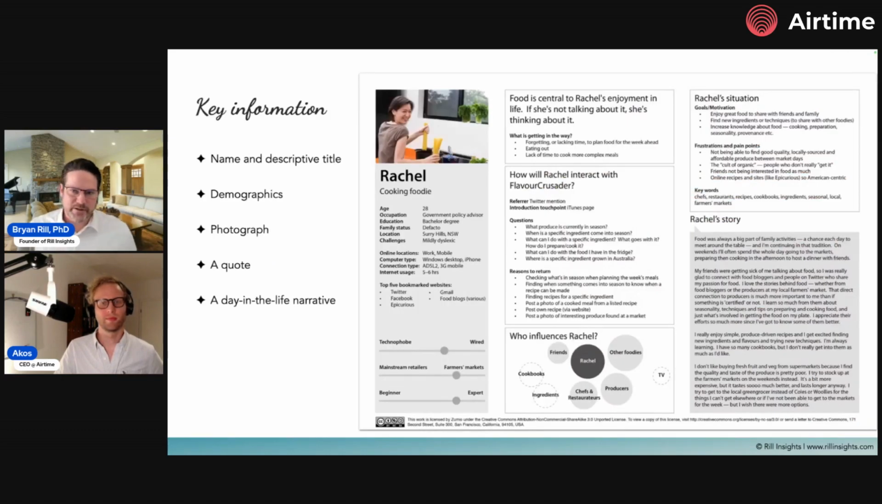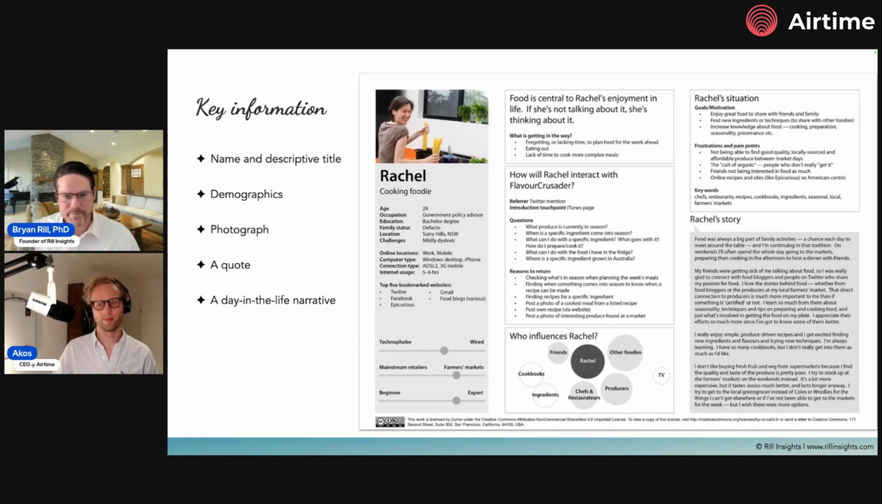Now, what do you put in a persona? This one of Rachel is what I consider an overly detailed persona. It has everything in the kitchen sink, but there's a lot of good elements here that I want to call out. One, it has a name and a descriptive title. It has a key quote, something that person would say, and not just what they would say anywhere, but something that they would say that is directly related to your product or service, right? Some key demographics about them, a photo to help personalize and create empathy with that user type, and a day in the life narrative.